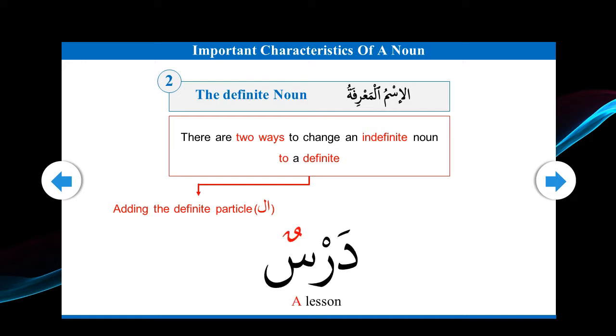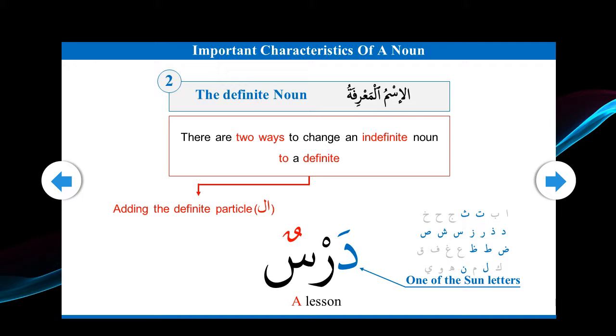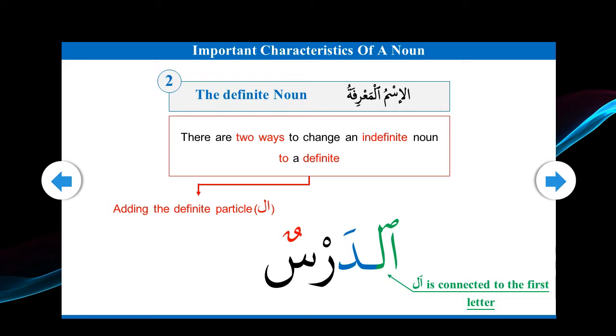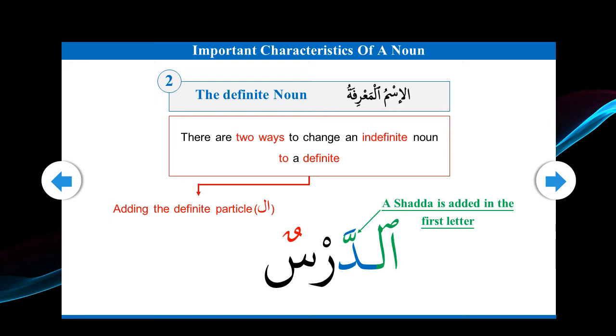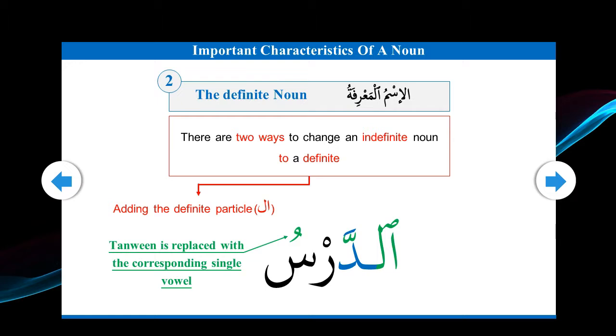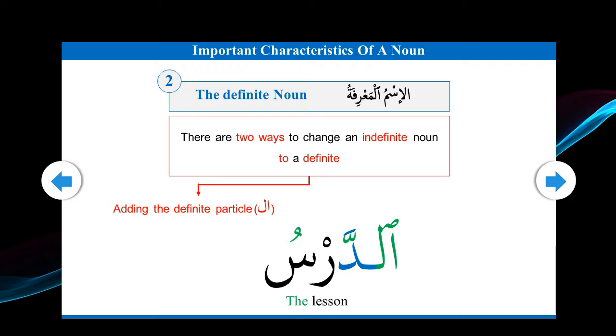Now take another example. The noun darsun, a lesson. The first letter is one of the sun letters. So to make this noun definite, a will be connected to the first letter. Shadda will be added to the first letter, and then tanween will be replaced with the corresponding single vowel. So we will get ad-darsu, the lesson.